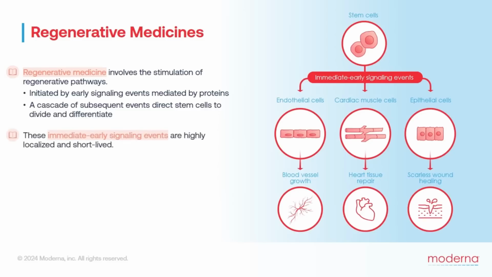These so-called immediate early signaling events need to be highly localized and short-lived, characteristics that make it a perfect use case for local single-dose delivery of mRNA encoding the relevant signaling protein. Repeated dosing should not be required for these applications because the signaling protein is needed only to initiate the cascade.